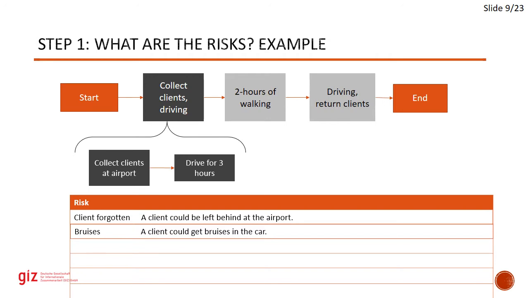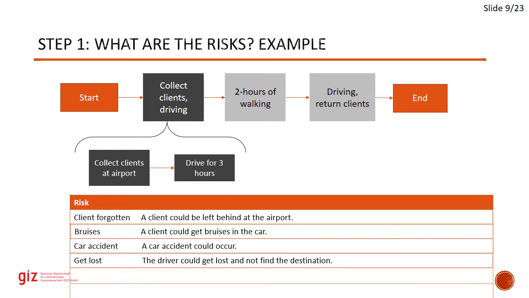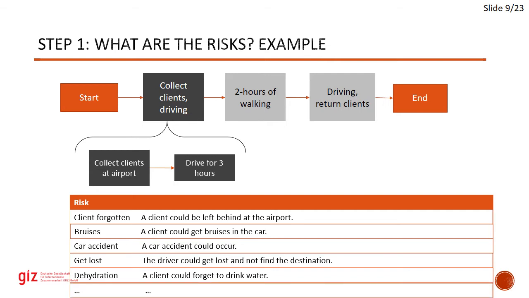Bruises. Because the road is bumpy and it's a long drive, a client could get bruises in the car if, for example, he does not have a seatbelt. Car accident. A car accident could occur because of weather conditions, unsafe vehicles, unsafe roads, etc. Get lost. The driver could get lost and not find the destination because he does not know the route very well. Dehydration. A client could forget to drink enough water and could then suffer from dehydration. So on and so forth.